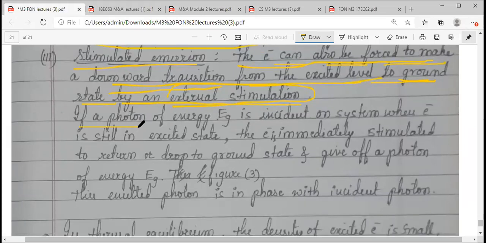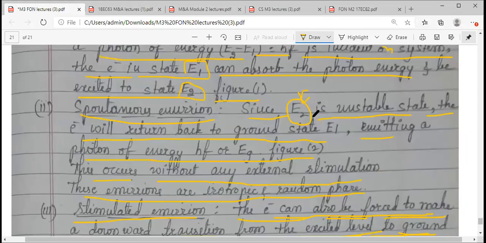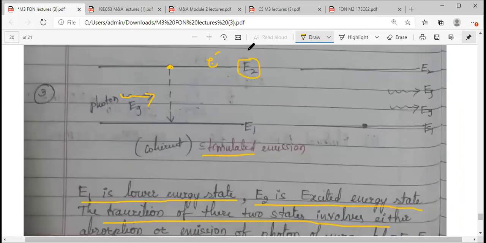So what we do here, a photon of energy E2 minus E1 is equal to hf, which is equal to Eg. If this is incident on this electron, where is this electron? Already it is here in E2. Okay, that electron is here. Still it has not jumped to the ground state. It is still there.